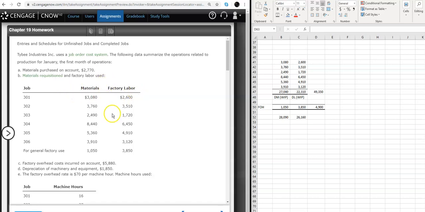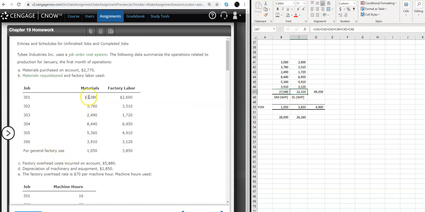B is not hard, but what makes it hard is that they give us a lot of information for one journal entry. So they gave us some materials requisitioned to jobs, which by definition means that the ones that we can assign to a job are direct materials. So I added up all the materials that got assigned to a job and I called them direct materials. So this is my total direct materials. Then I looked at factory labor. Everything that I could trace to a job, so all of these are direct labor. So I put those there.